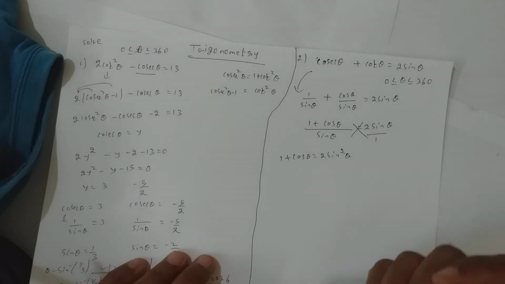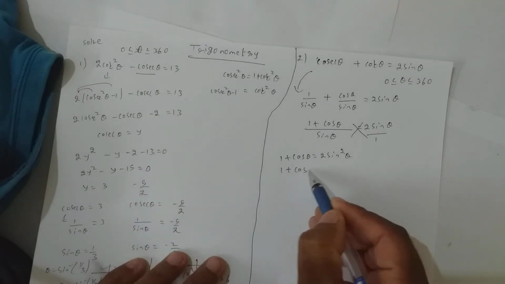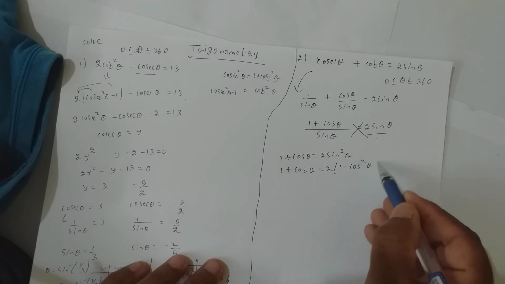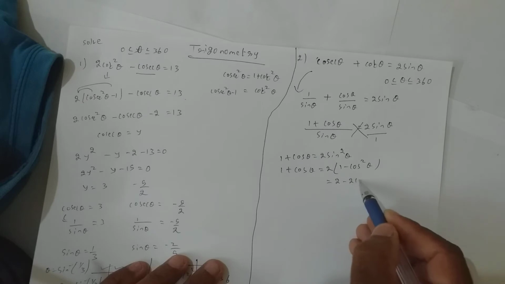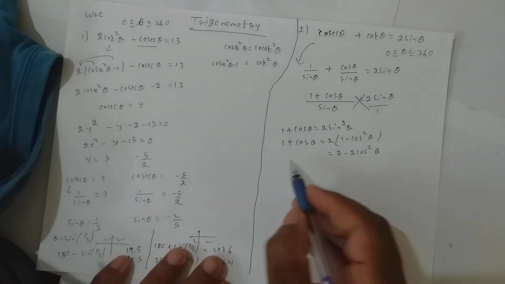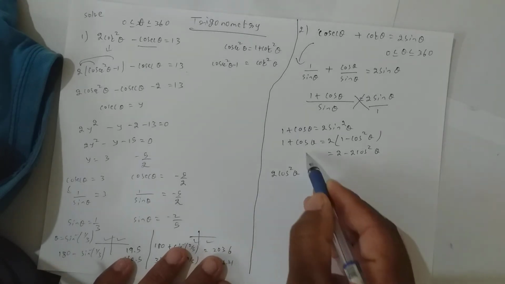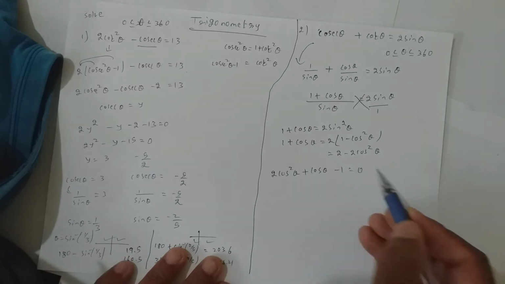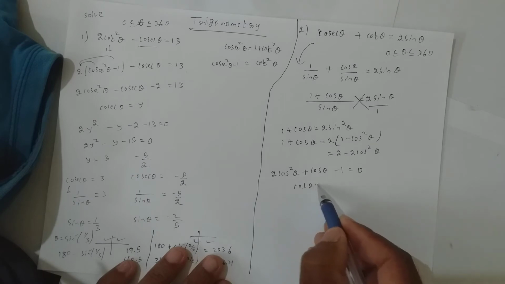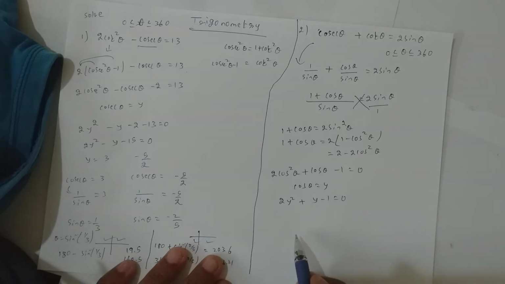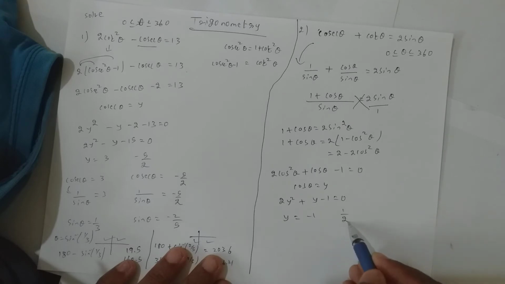Now how do I change sine in terms of cos is, as you already know, sine square can be written as 1 minus cos square theta. So it becomes 2 minus 2 cos square theta. Bring all to one side in the form of quadratic equation. So it becomes 2 cos square theta plus cos theta plus 1 minus 2 is minus 1 equal to 0. So cos theta equal to y, if you take, your equation becomes 2y square plus y minus 1 equal to 0. Directly put this in the calculator, y values you get are minus 1 and 1 by 2.